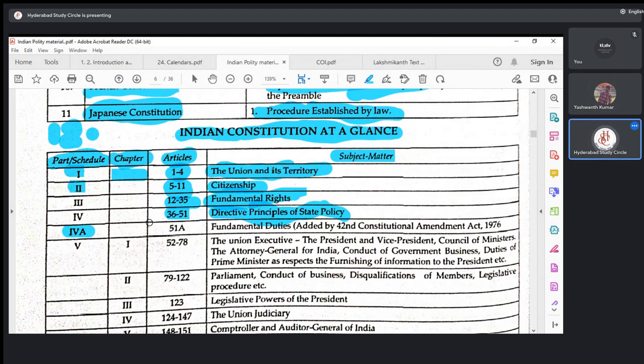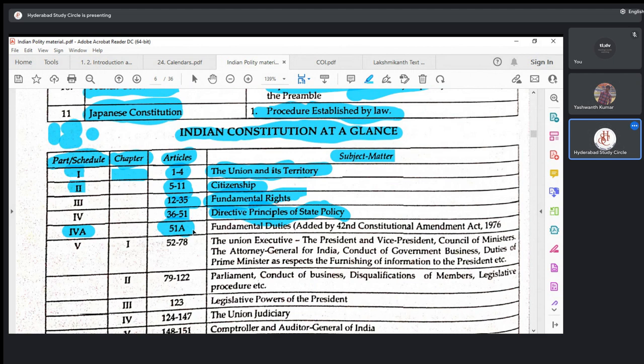Then part 4A, Article number 51A, fundamental duties. 51 capital A. Capital A means amended. Capital A means originally it was not there. It was brought after 26 January 1950. What are the provisions which were brought after 26 January 1950? That will be written as capital A. Yes, sir.